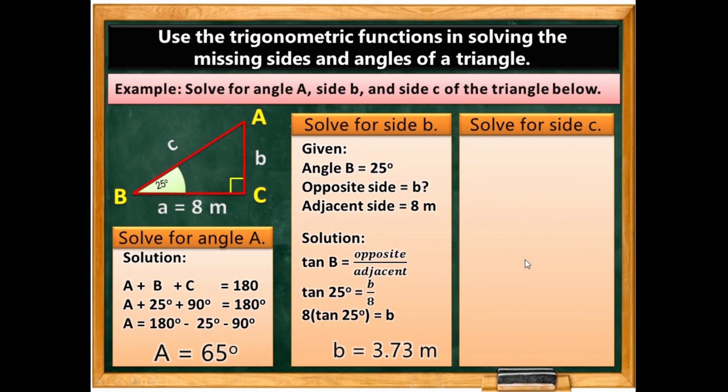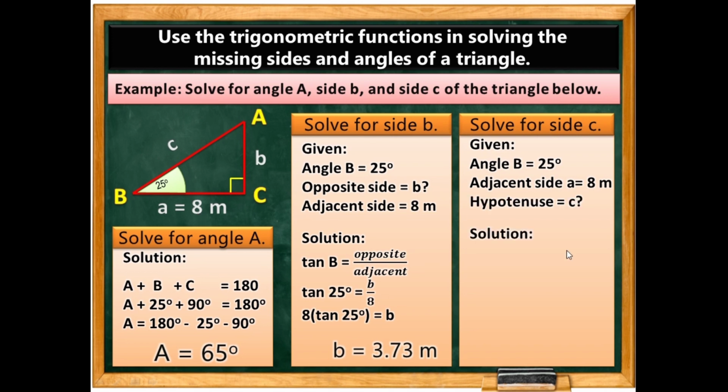Okay, so the last unknown value that we will need to solve is side C, which is the hypotenuse. So, looking back, we have the given, which is angle B, 25 degrees, and the adjacent side, which is 8. And we are looking for the hypotenuse C. So, what trigonometric function will we use to find the value of C?